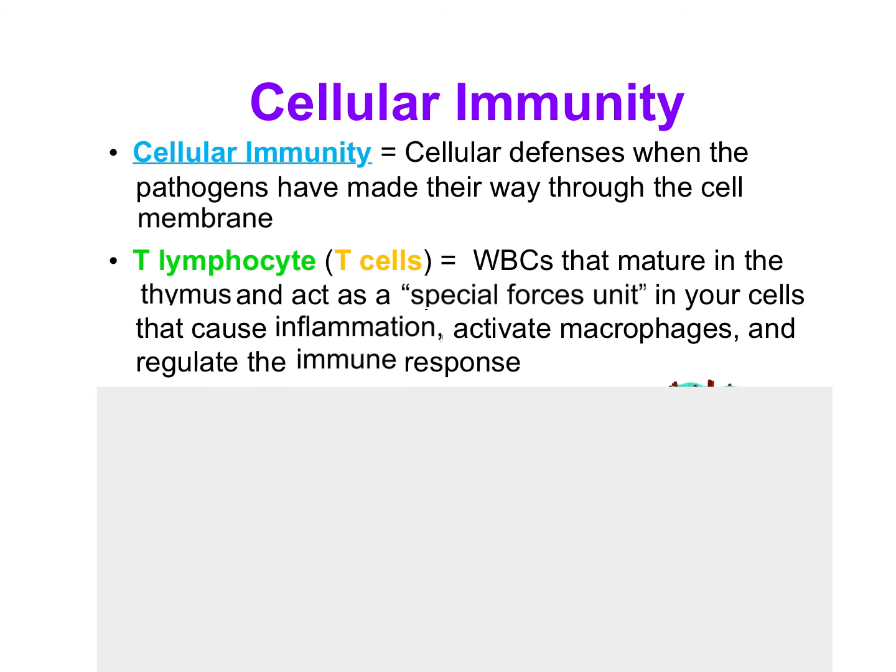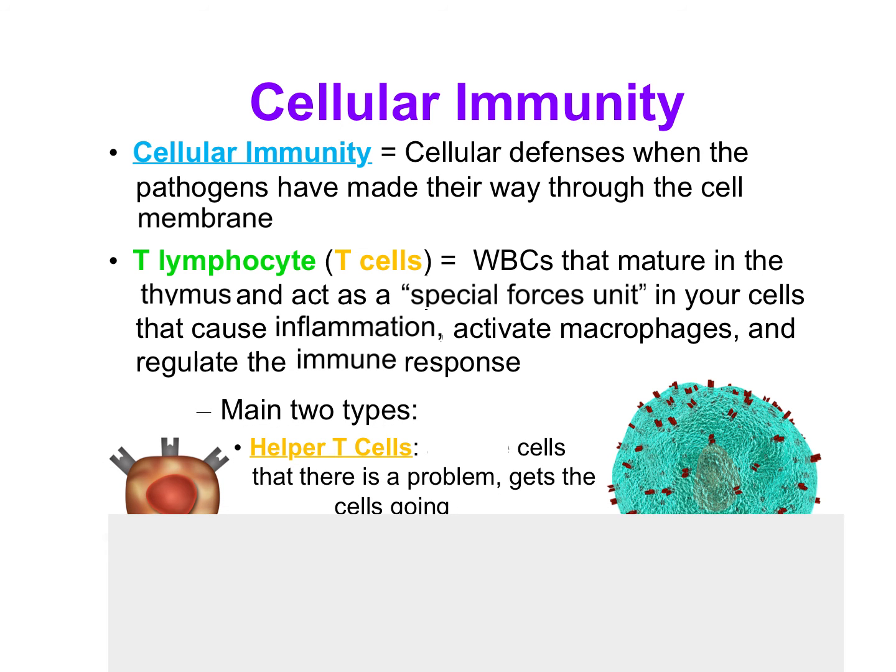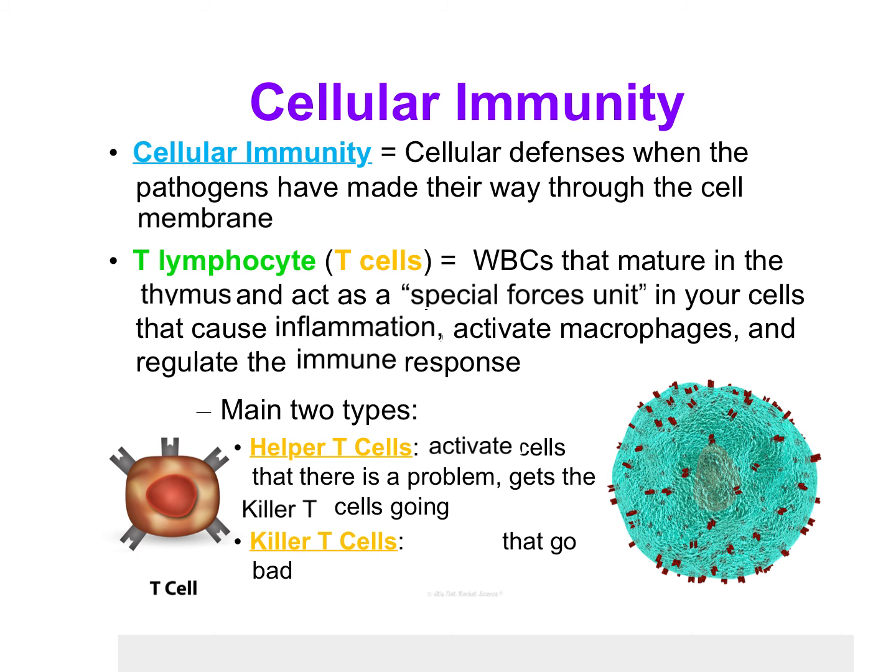We're going to look at two major types of our T cells. The first one is our helper T cells. And our helper T cells are going to activate cells once there is a problem. And if they decide there is a problem, they're going to get our killer T cells out to help with the problem. And then our second type is the actual killer T cells themselves, and they are going to kill the cells that go bad. So whether it's a pathogen and it's a bad cell that we don't like, or if it's like a tumor growing and we decide that we don't like that cell anymore.